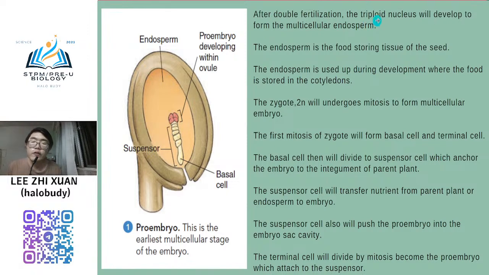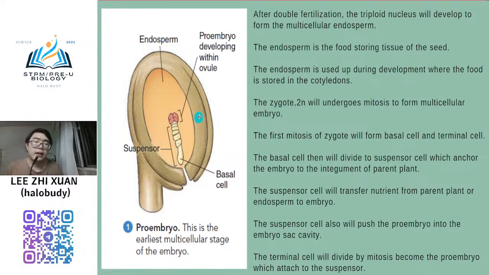After fertilization, your triploid nucleus will develop to form the multicellular endosperm. This is the final endosperm structure, 3N. The endosperm plays the function of storing food in the seed. Normally the endosperm is used up during development, where the food is then stored in the cotyledon.